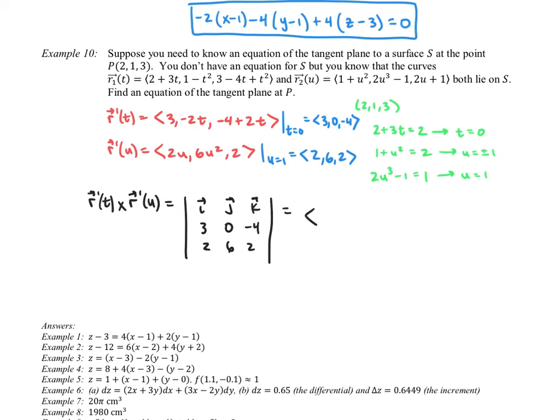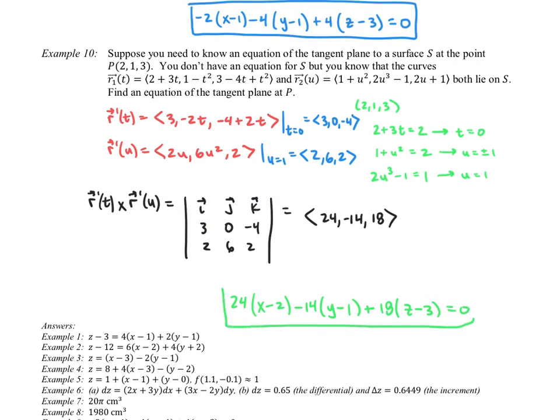Okay, the cross product between these two. I'm going to get 24, negative 14, and then 18. We can certainly scale that, but we might as well just finish the problem here. So we have 24(x - 2) - 14(y - 1) + 18(z - 3) all equal to 0. And that will be your tangent plane.